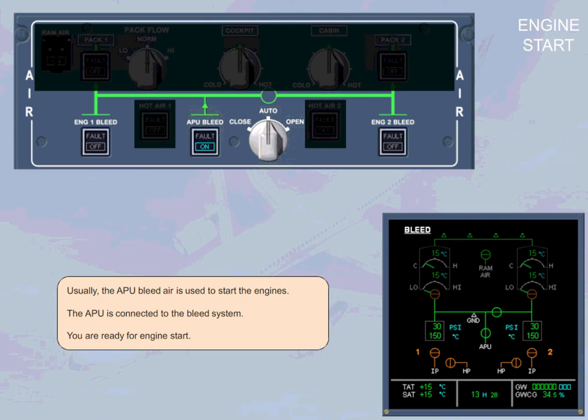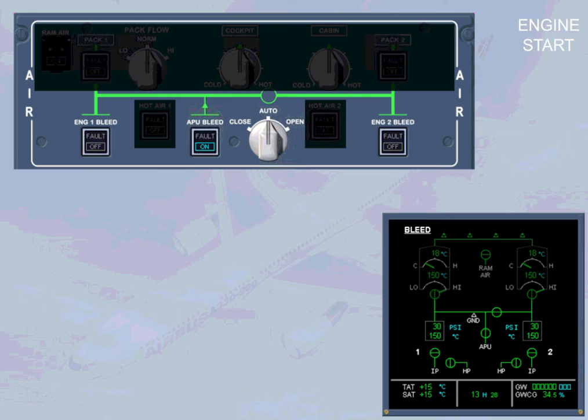Usually, the APU bleed air is used to start the engines. The APU is connected to the bleed system. You are ready for engine start. Notice that the engine identification numbers have turned white, indicating that the engines are running. The engine bleed valves remain closed because the APU bleed valve is open and the APU has priority over the engine bleed. We can now switch the APU bleed off. Observe the ECAM. The APU bleed valve is closed. The cross bleed valve is automatically closed. It is displayed amber during transit, and the engine bleed valves and HP valves are displayed in line green because they have been automatically opened.